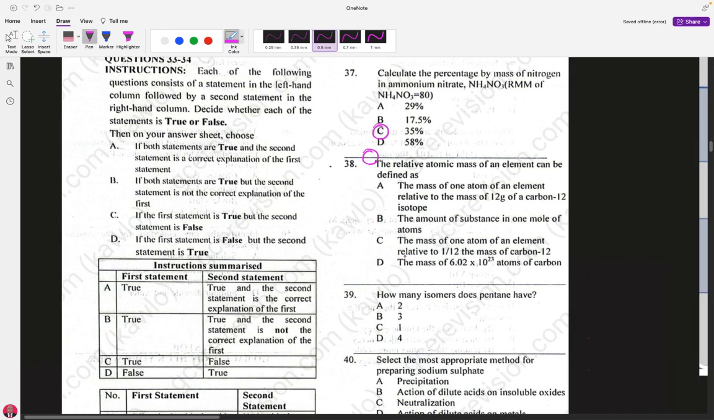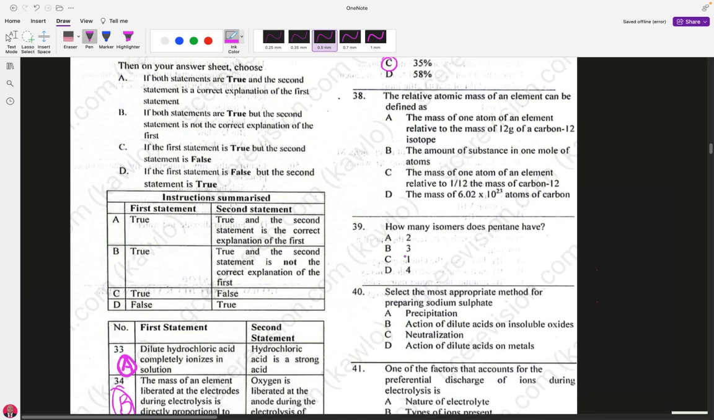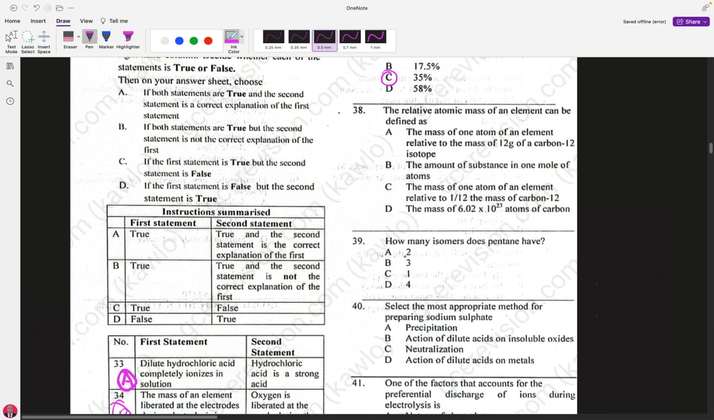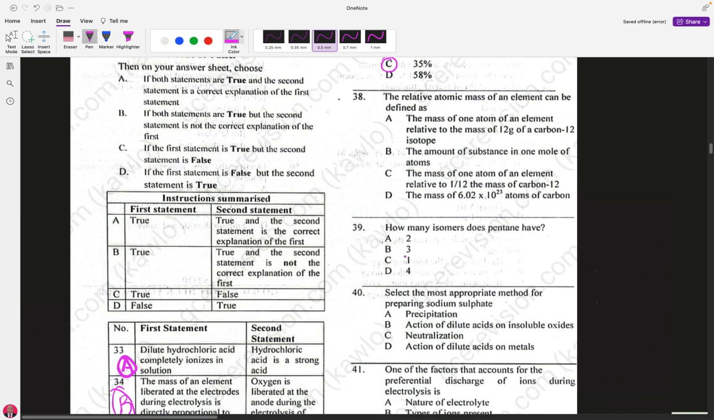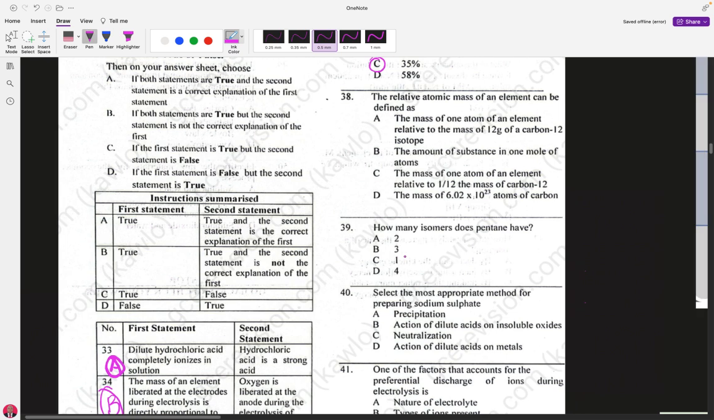Question number 38. It says, the relative atomic mass of an element can be defined as: the mass of one atom of an element relative to the mass of 12 grams of a carbon-12 isotope; the mass of substance in 1 mole; the mass of one atom of an element relative to 1/12 the mass of a carbon-12 atom; the mass of 6.02 times 10 to the power 23 atoms of carbon.